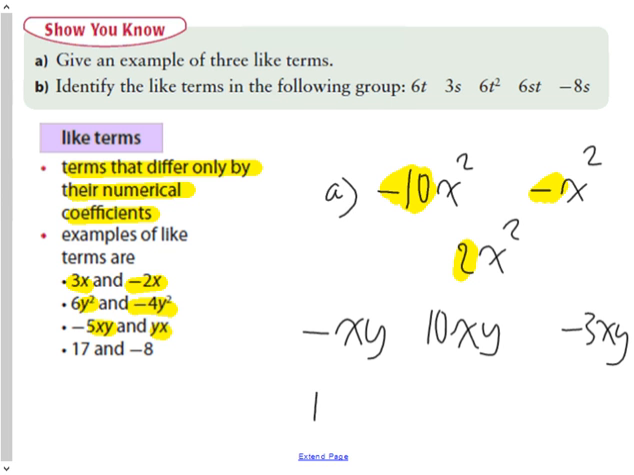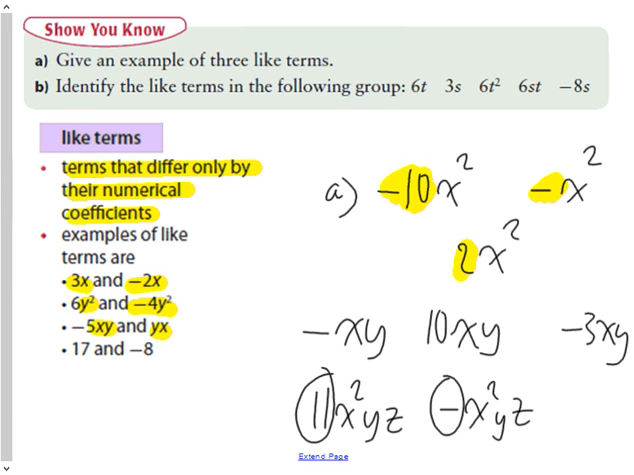Let's make it 11x squared y z. Okay, that is a term. There is no addition and subtraction. It's just one term, and it is defined as 11 of these terms, x squared y z. There's 11 of those. And x squared y z means x times y times z. So that's one term. Another variation of that would be a negative x squared y z. That's a like term. The only difference is this has an 11 coefficient, and this has a negative 1.